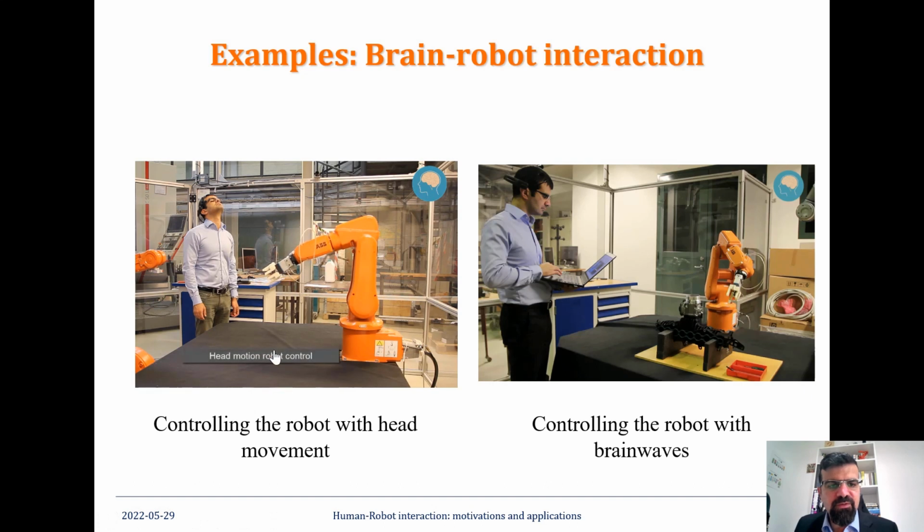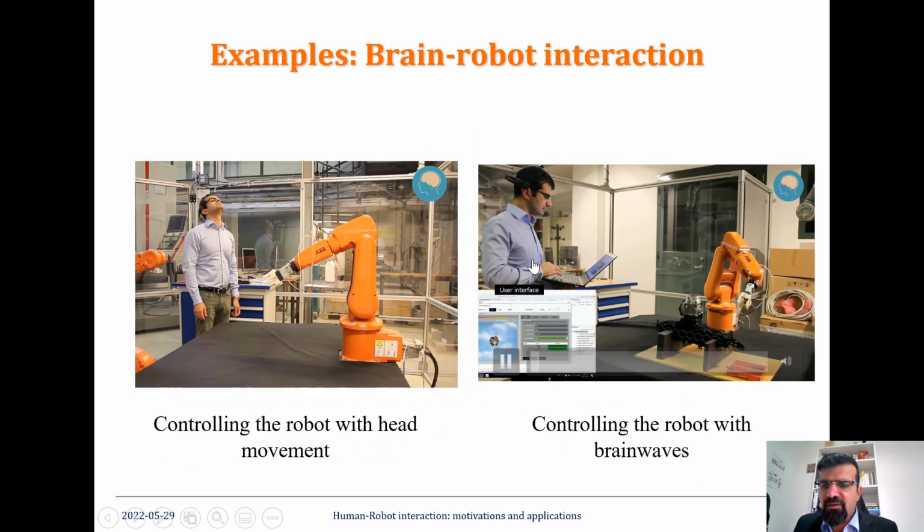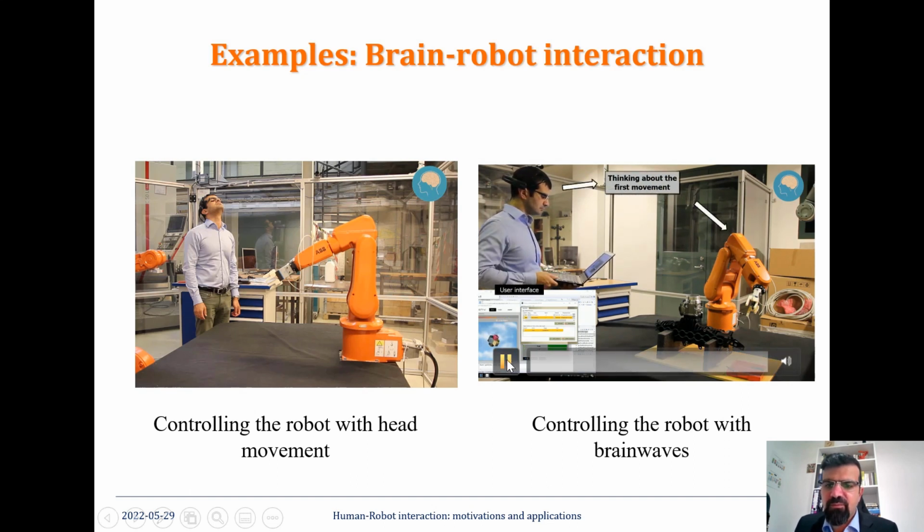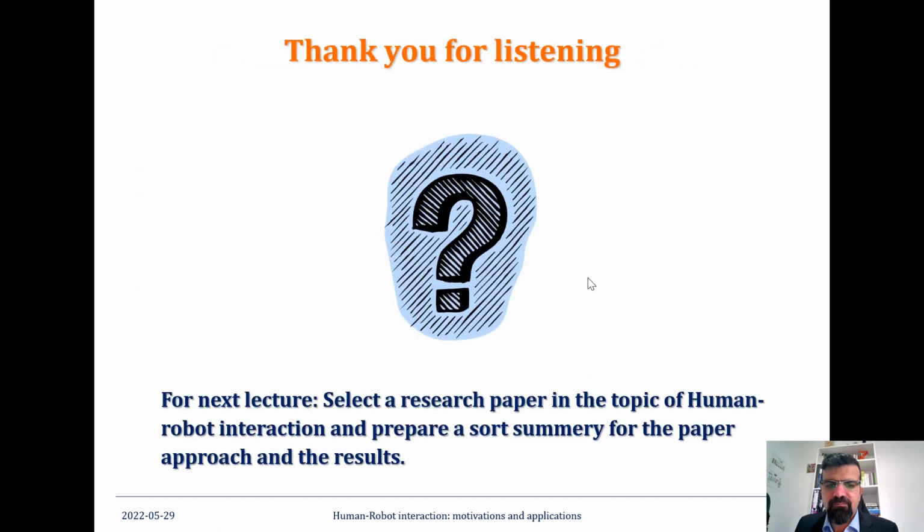So as a first experiment, as you can see, I am working on this project where I am controlling the robot through head movement. That is the video on the left side. And then on the right side, you can see that I am actually controlling the robot through brainwave signals. I am asking the robot to move to a certain command, and then the robot responds.